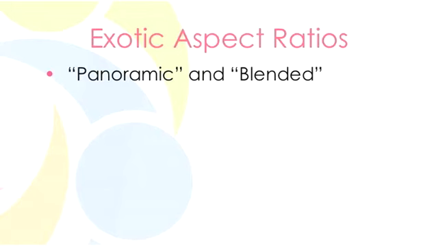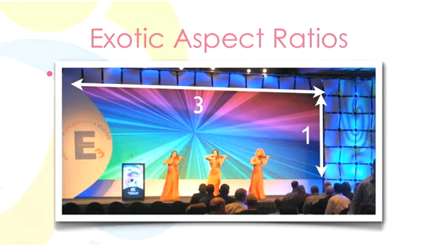Here's an example where the aspect ratio of this screen is actually 3:1. Now, this screen's physical dimensions, I believe, were 30 feet by 10 feet high. But ignore the physical dimensions. What's the aspect ratio? 3:1. Blended screens or panoramic screens are created by stacking multiple projectors side by side and linking them together with hardware and software that blends the image across all of those projectors.